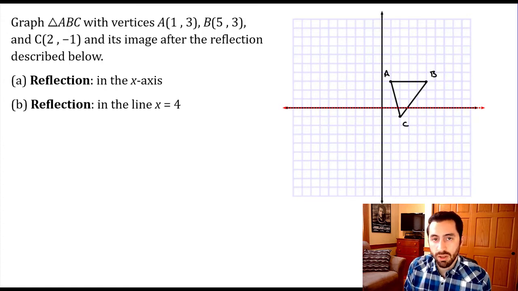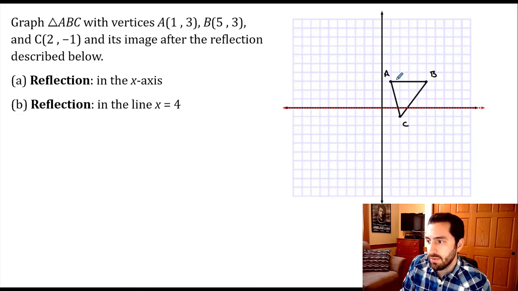Now, thinking about our definition for a reflection, we know that the image is going to be the same distance away on the other side of the line, and the segment that connects our pre-image with our image has to be perpendicular to our line of reflection. Well, in this case, since our line of reflection is horizontal, I know that the segment connecting my pre-image to my image is going to be vertical. So we can just count here.